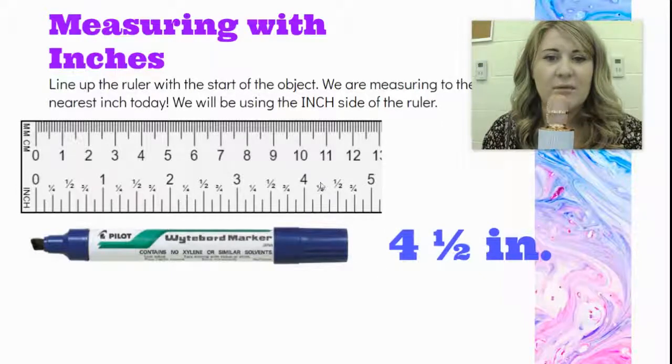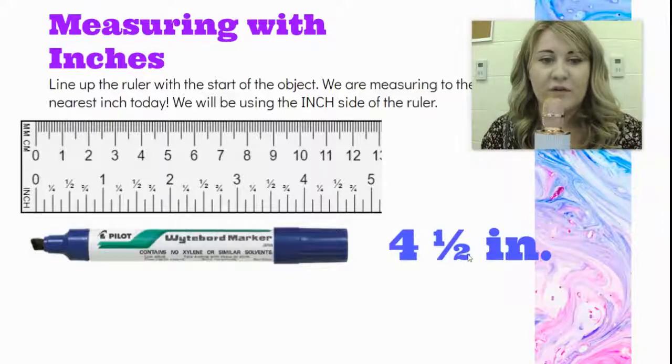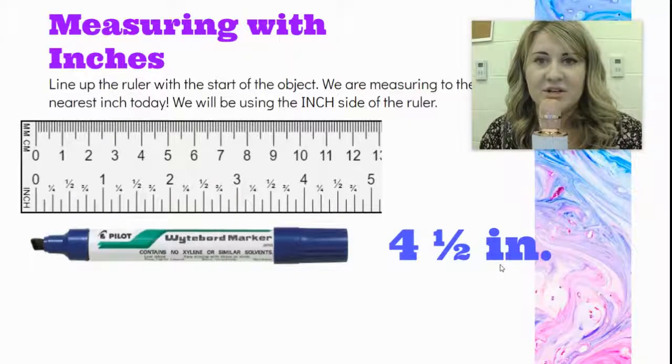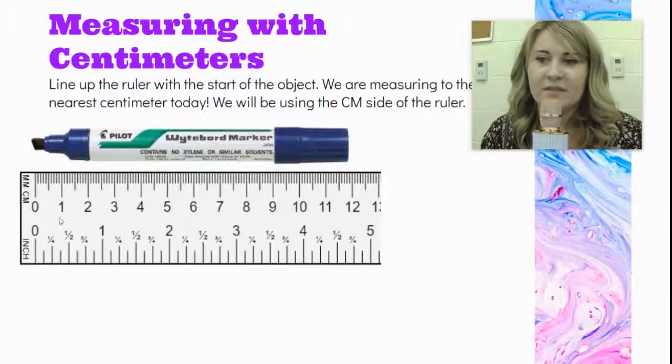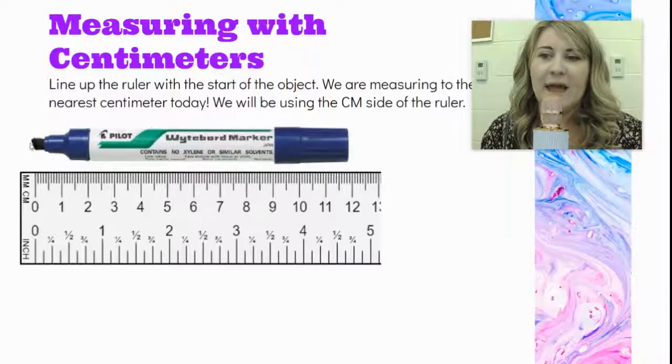To say that, you would write down 4 inches because it's past the 4-inch mark, and then you would write 1/2, which is a fraction, 1/2. Notice I put IN for inches because that is our abbreviation. Now, if I wanted to measure this marker with centimeters, I would rotate the ruler to the other side, line up the tip of it with the 0 on the centimeter side, cm for centimeter, and see how long it is.